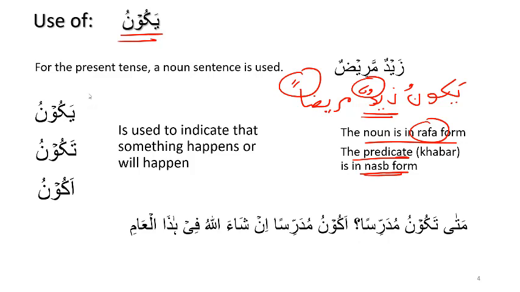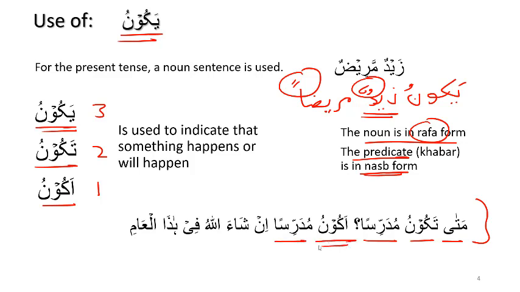Here are three different forms of yakunu. So yakunu is third person, takunu is second person, akunu is first person. And we can look at an example over here. Mata takunu mudarrisan. When will you become a teacher? Akunu mudarrisan insha'Allah fi hadal am. Akunu means that I will be, mudarrisan a teacher. So I will be a teacher or I will become a teacher insha'Allah if Allah wills. Fi hadal am, in this year.